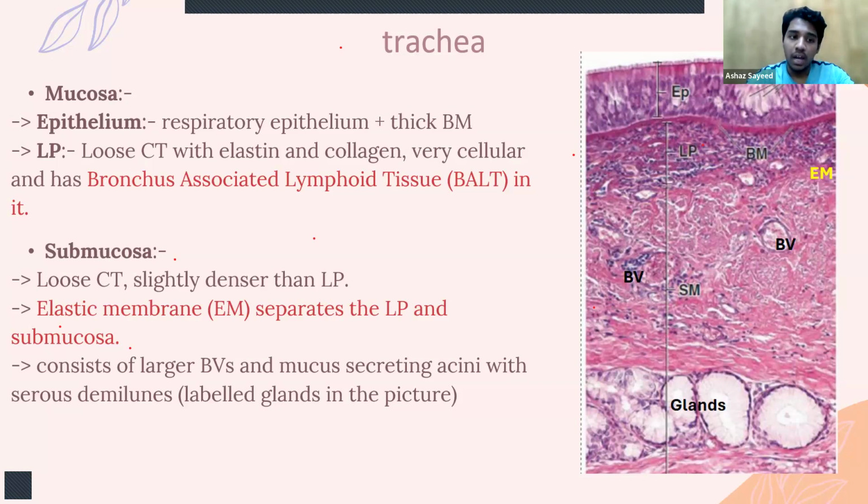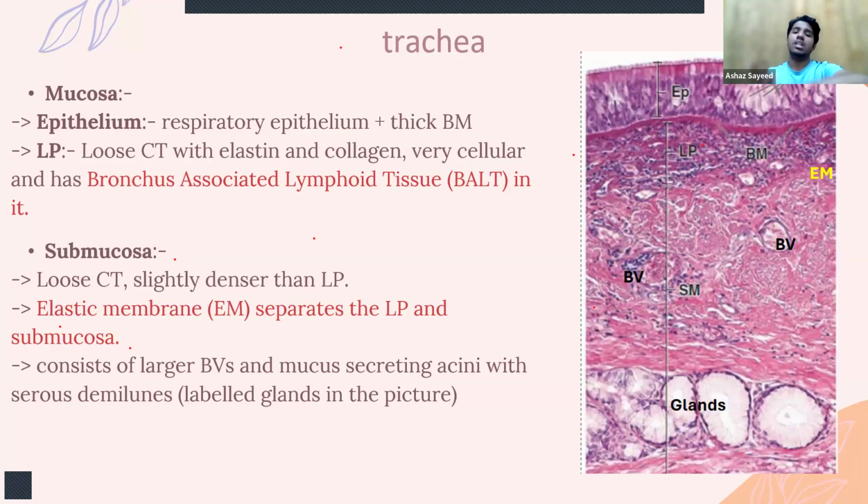Now we have the submucosa. The submucosa lies under the mucosa. Again, it has loose connective tissue, but it's a bit denser than your mucosa, and the differentiation between the mucosa and the submucosa is done by something called an elastic membrane. Till now we had just the basement membrane. Now we have something called an elastic membrane. The basement membrane is what just the top layer of epithelial cells lie on.